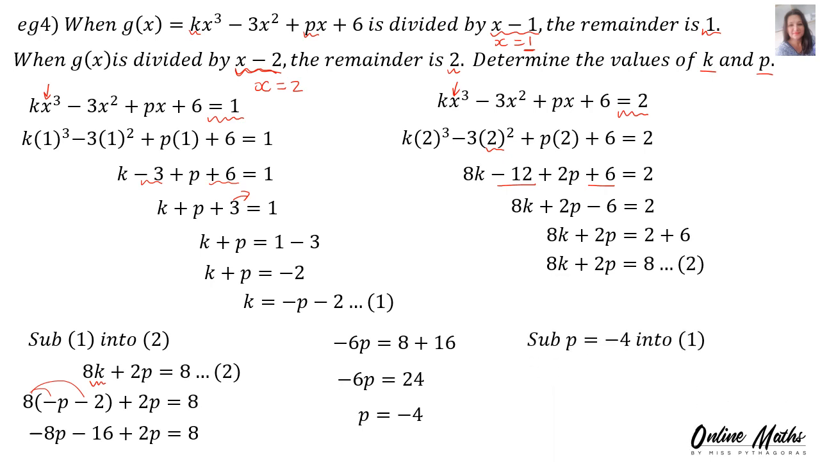Then substitute p is equal to negative 4 into either number 1 or number 2. I chose number 1. Therefore, k is equal to minus p minus 2. k is minus bracket minus 4, minus 2. And then k's value is equal to 2.